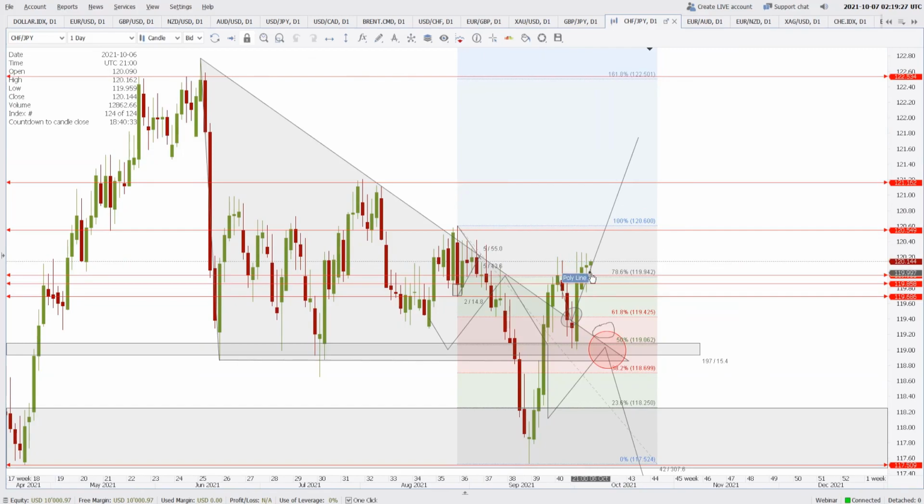CHFJPY, like I said, I'm bullish on the Swiss franc. For the Swiss franc the next resistance is at 120.54. On the downside, we have a support at 119.96. So it is a good opportunity for buying, because we can also see 121.16 in this market.